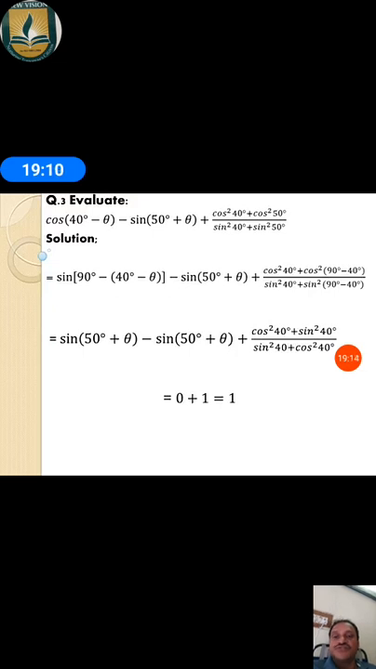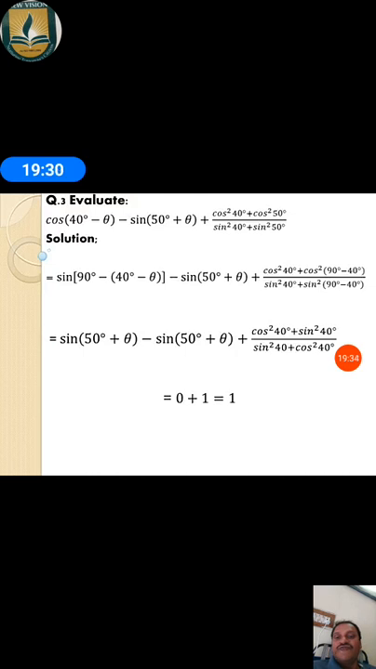The third problem: evaluate cos(40 degrees minus theta) minus sin(50 degrees plus theta) plus (cos square 40 degrees plus cos square 50 degrees) by (sin square 40 degrees plus sin square 50 degrees). How do we do this particular problem?